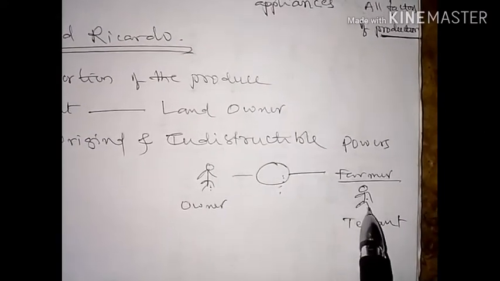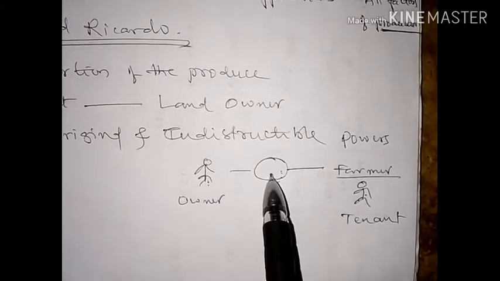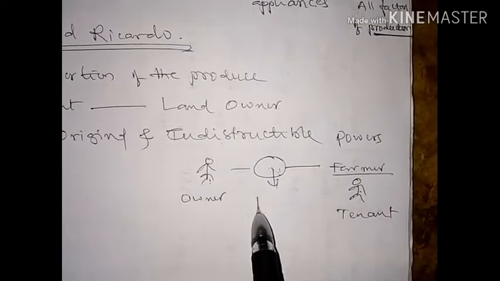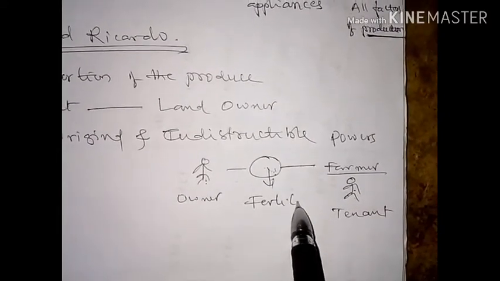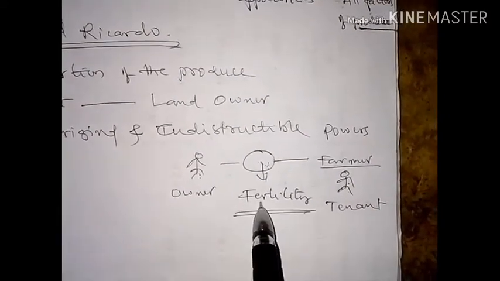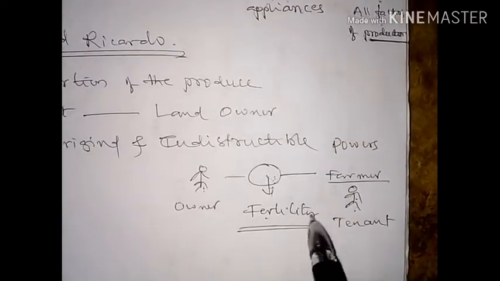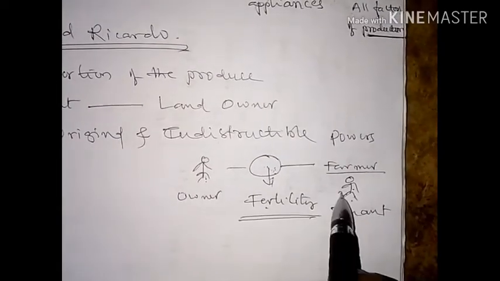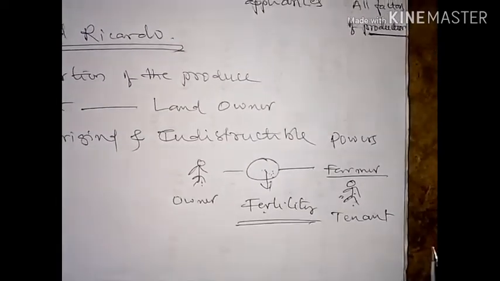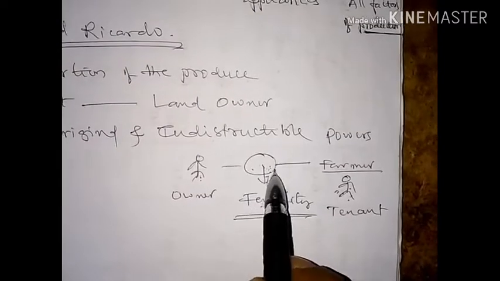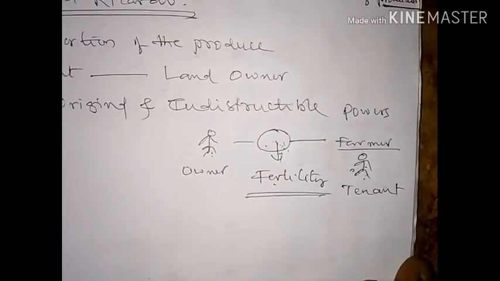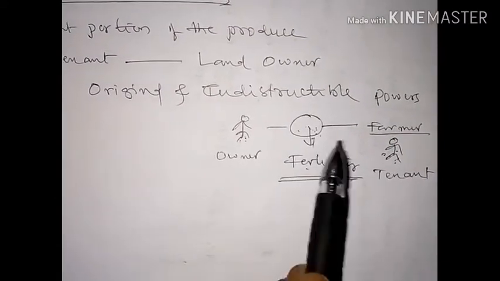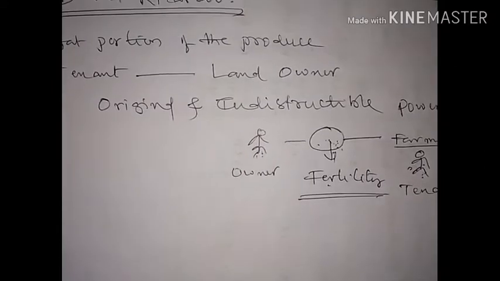But how he is able to produce different crops means by the use of some original and indestructible powers of that land. Original and indestructible powers means fertility of the soil. This is used by the tenant and crops are produced. Therefore, tenant has to pay a portion of that produce to the owner. Why? Because for the use of some original and indestructible powers. That portion of the produce paid by the tenant to the owner is called rent according to David Ricardo.